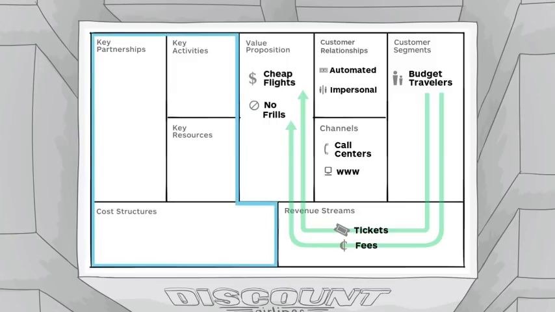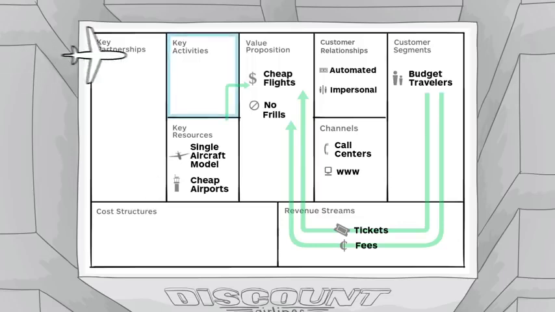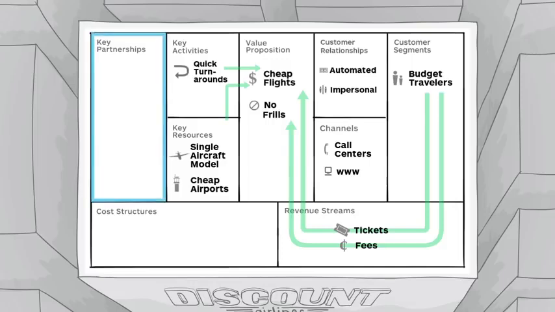The left side of the canvas is what's going on backstage. Like their choice of key resources, they reduce maintenance and training costs by using a single aircraft model for the whole fleet. And they only fly to cheap airports where it's cost efficient to land, or where they even get paid to touch down. Planes that do land have quick turnarounds, so they get back in the air earning money as quickly as possible. And they form key partnerships with others in the travel industry, like car rental, hotel, and insurance companies.